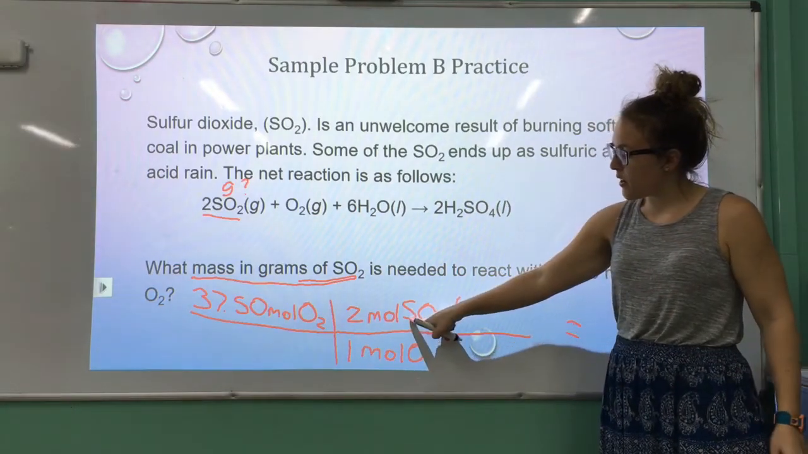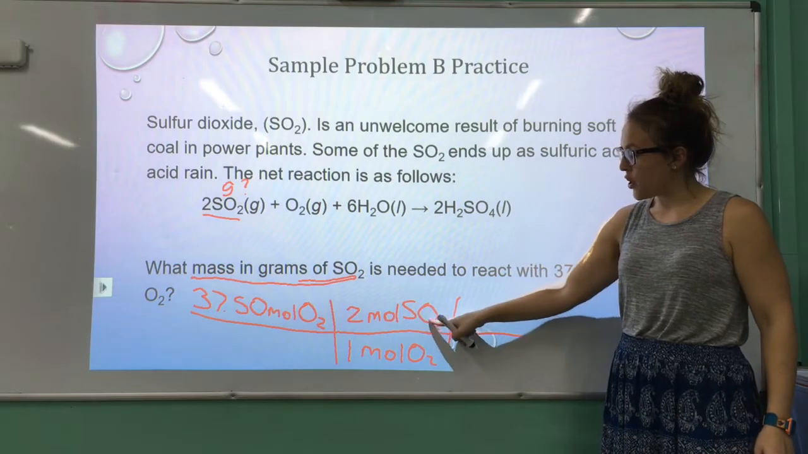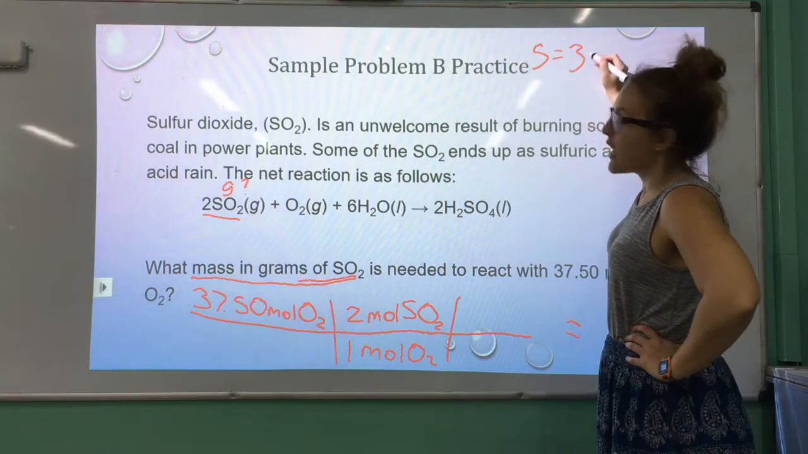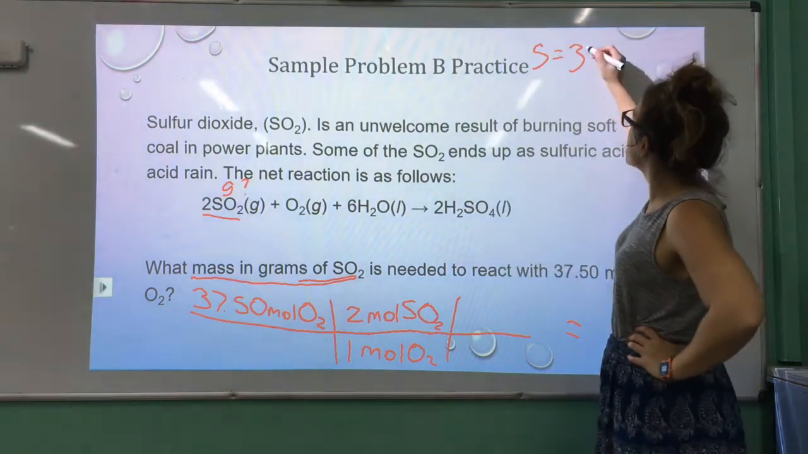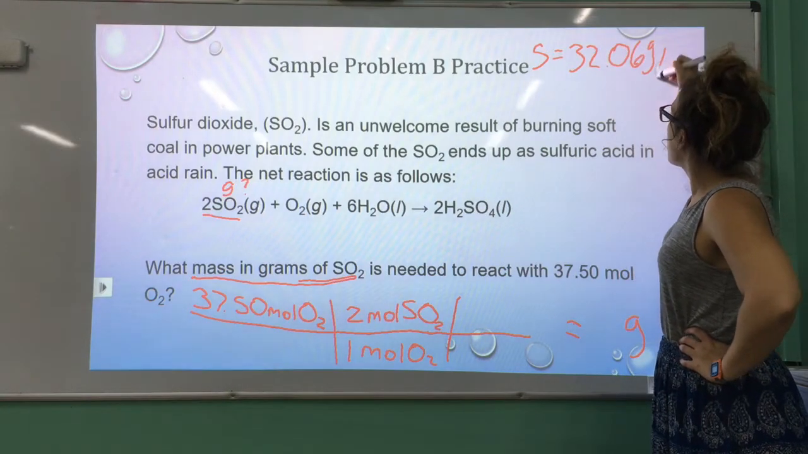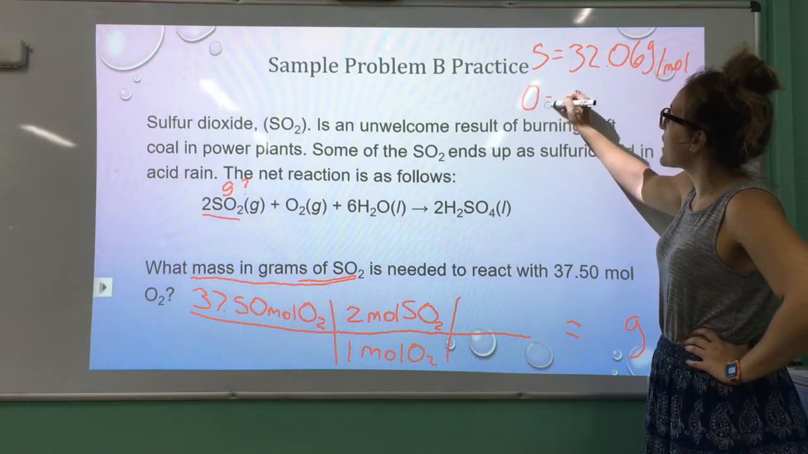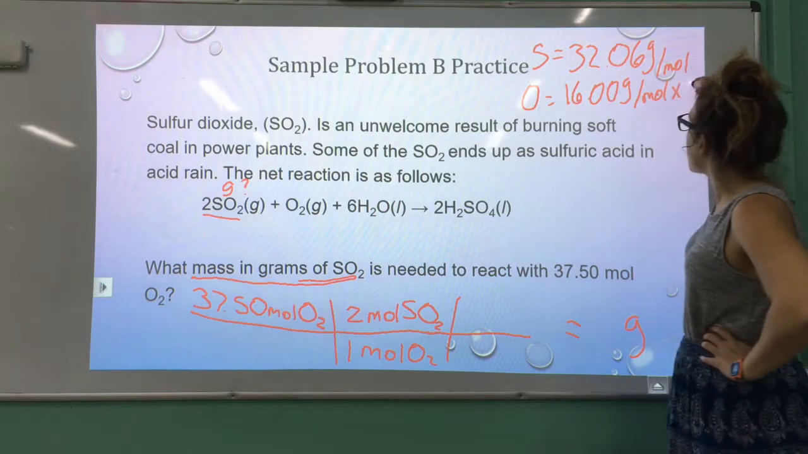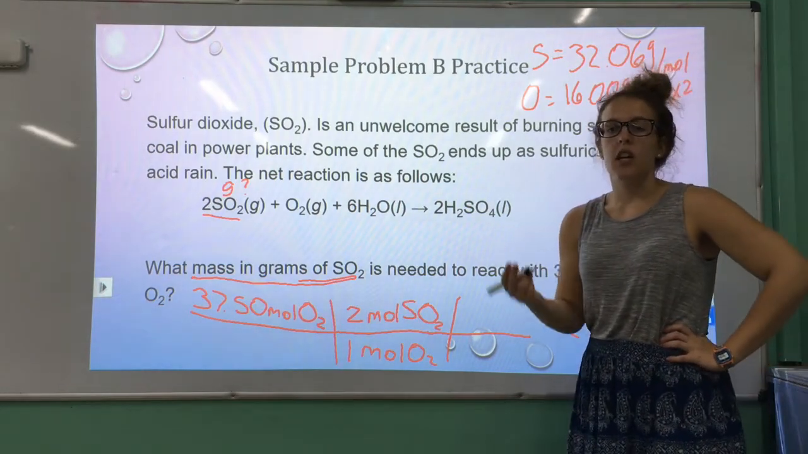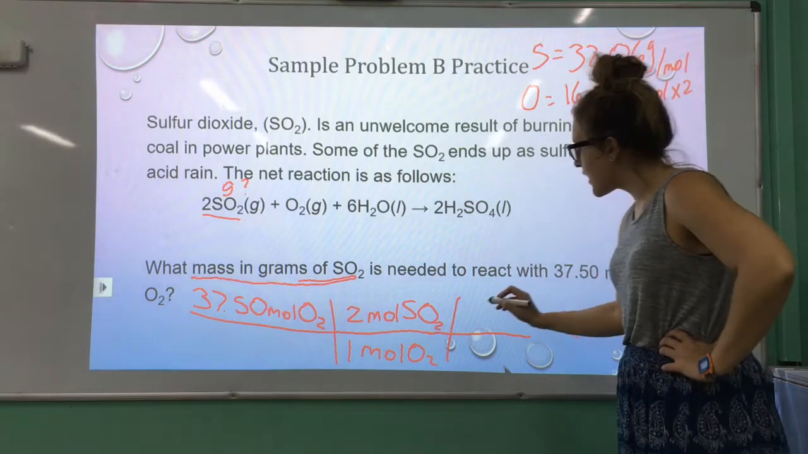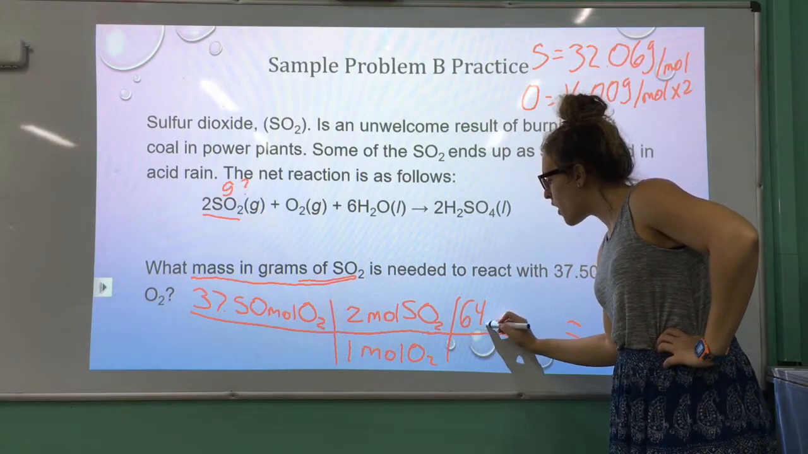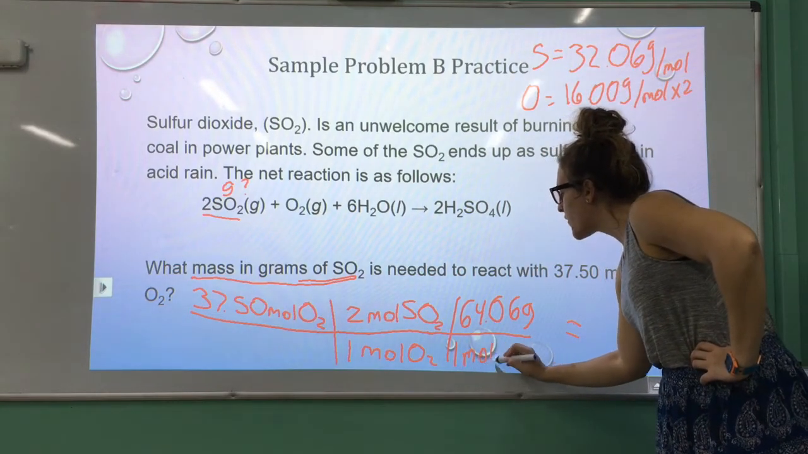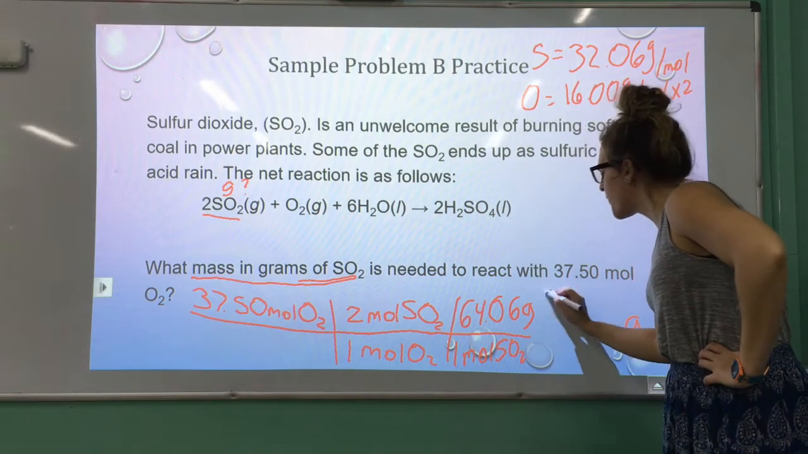We know that there's 1 mole of sulfur here and 2 moles of oxygen. Therefore, the periodic table tells us that sulfur is 32.06 grams per mole. And oxygen has a molar mass of 16 grams per mole. But since there's 2 oxygen, we multiply this by 2, giving us 32. 32 plus 32.06 gives us 64.06 grams per mole of sulfur dioxide.